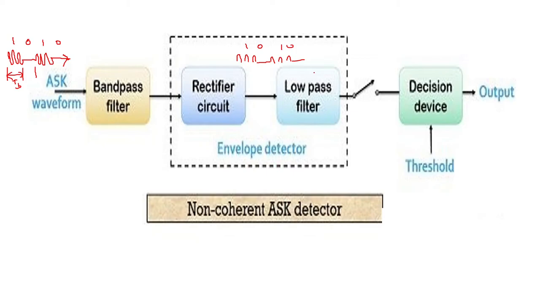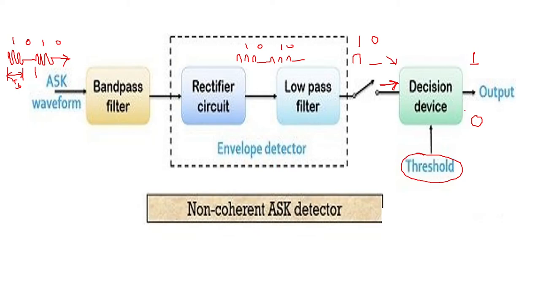That means it will detect only the envelope, and at the output you will get an amplitude. Say for 1 you will get an amplitude, and for 0 you will not get an amplitude. Now if the input here is above the threshold voltage, then the output will be taken as logic 1. If the input is below the threshold voltage, then the output will be taken as logic 0. So the output will be detected in terms of binary numbers. This is called your asynchronous amplitude shift keying detector, in which the main thing is the envelope detector, which consists of a rectifier and low pass filter.